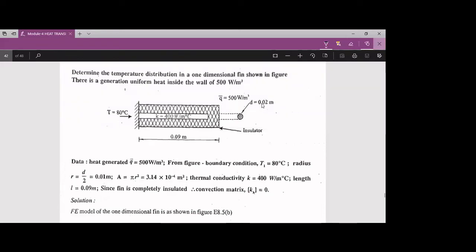The diameter of this fin is d, which is equal to 0.02 meter, and this fin is going to be insulated along its length. Because of this insulation, the heat generation occurs. As it is insulated, there will be no heat transfer around the perimeter and also at the end of the fin. So as the temperature of 80 degree centigrade is input into this fin, because no heat transfer takes place, there will be heat generation equal to Q dash, which is 500 watt per meter cube.